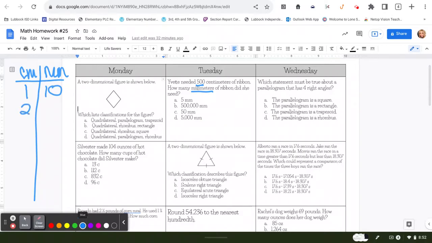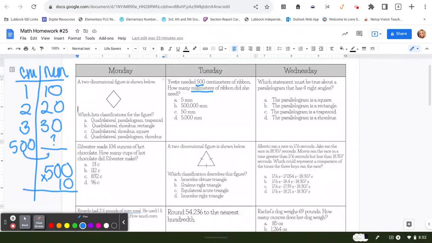Okay, so if I have 2 centimeters, I have 20 millimeters. If I have 3 centimeters, I have 30. So what if I have 500 over here? What could we do to figure it out? Simple, 500 times 10, because we're getting larger. Let me know if you need any additional help on that problem.